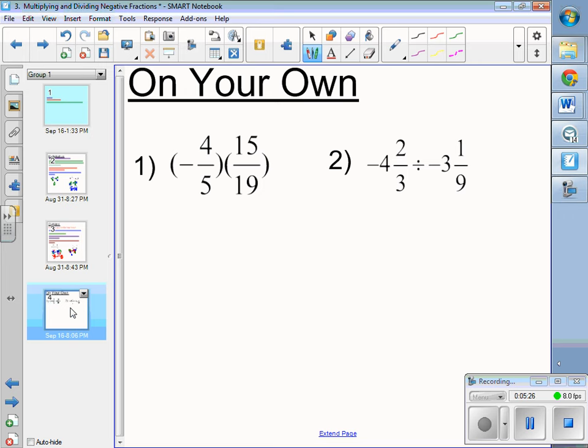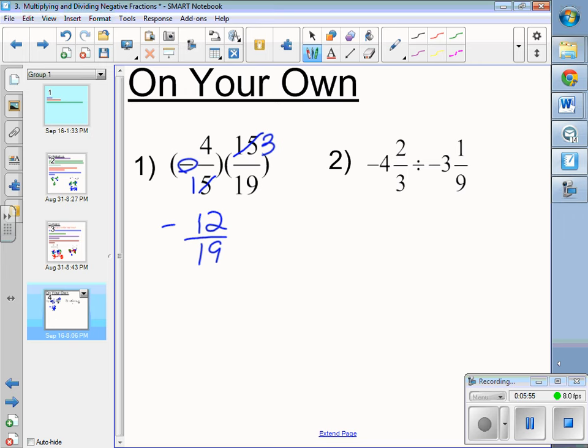All right, so we've got -4/5 times 15/19. 5 and 15 both have a factor of 5. So 5 divided by 5 is 1. 15 divided by 5 is 3. So I've got 4 times 3 is 12. 1 times 19 is 19. And it had this negative sign, so it's going to go in front of the answer.